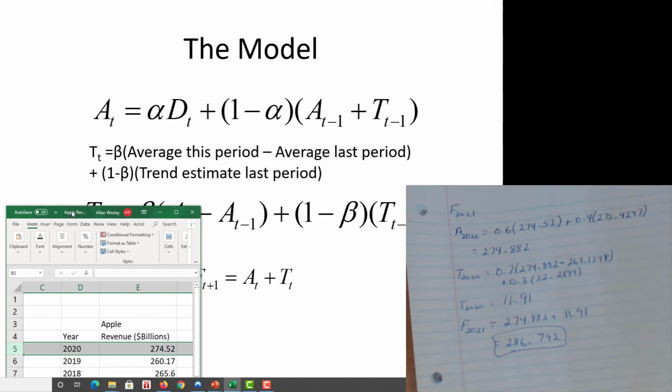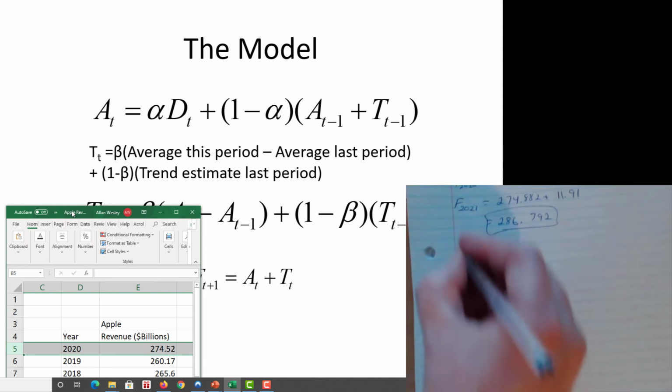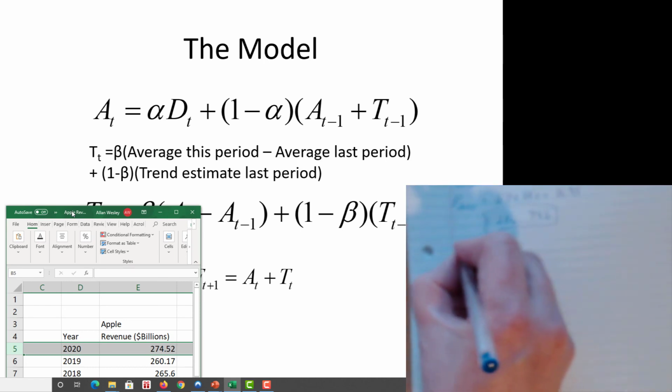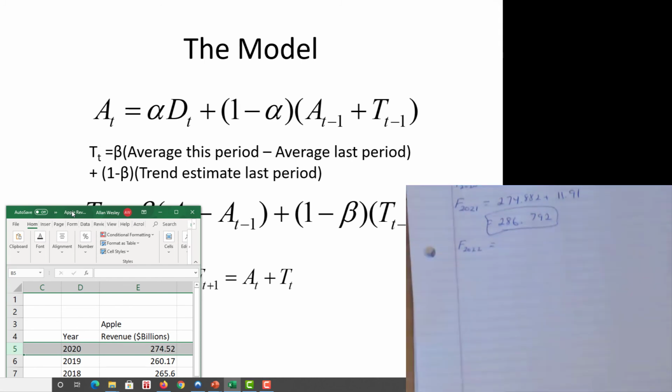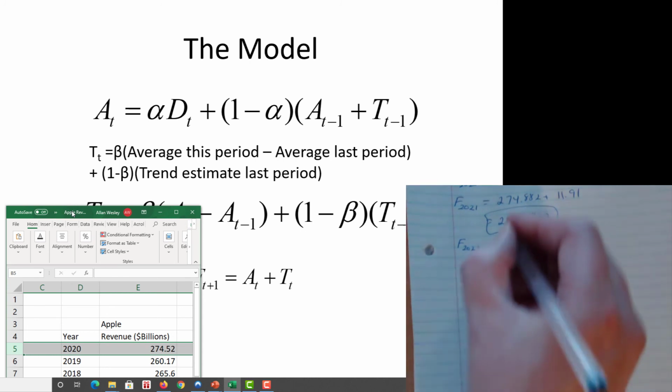But what's really neat about the trend-adjusted exponential smoothing model is we can make predictions not just for 2021, we can make predictions for 2022. Before, with the exponential smoothing model, we were really restricted to making predictions for the next period. If we had information up to 2020, we could predict 2021, but we didn't have the quantitative tools to predict 2022. With trend-adjusted smoothing models, we do.